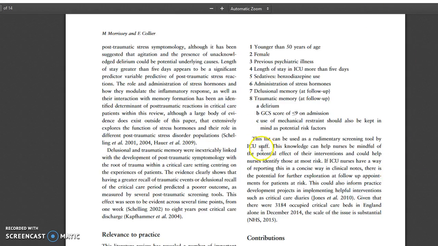I mean, this article has been able to go on and basically say this is a rudimentary screening tool, and given that they've found these 8 particular risk factors and causative factors, the people undertaking this article possibly have gone on to do some research looking at whether they could develop a screening tool on that.